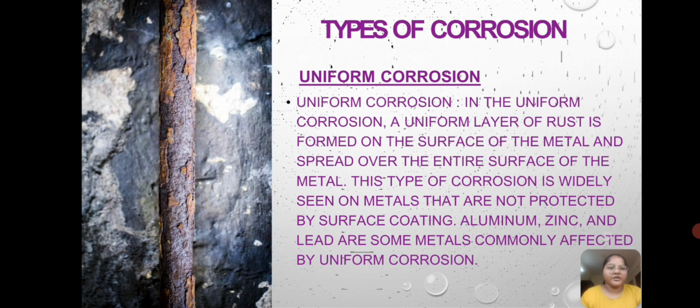Types of corrosion. Uniform corrosion. In uniform corrosion, a uniform layer of rust is formed on the surface of the metal and spreads over the entire surface of the metal. This type of corrosion is widely seen on metals that are not protected by a surface coating. Aluminium, zinc, and lead are some metals commonly affected by uniform corrosion.